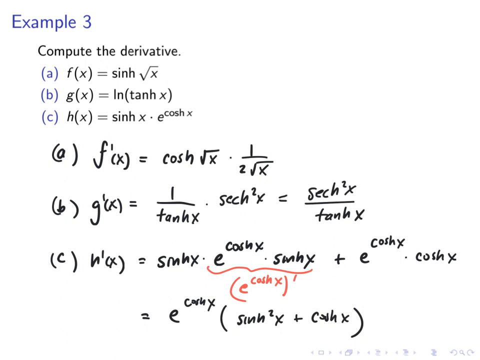Any questions on any of these? Okay. No? Anyone? Sure?